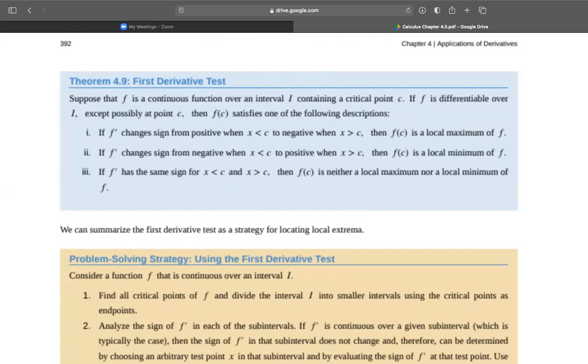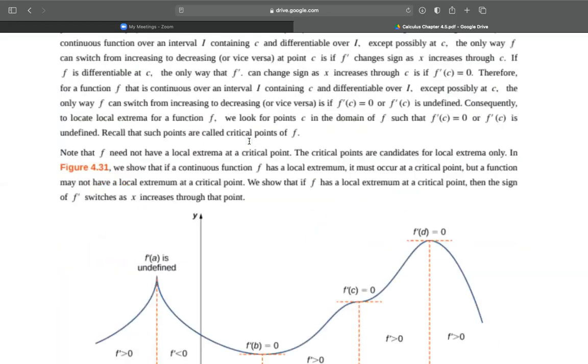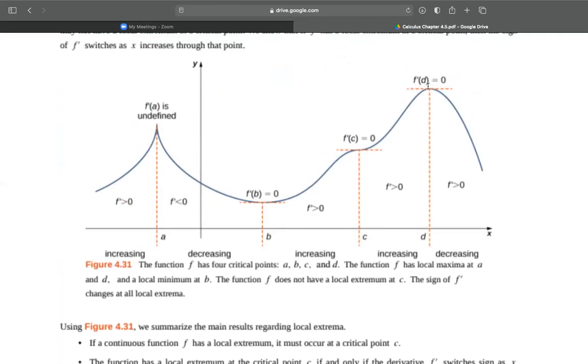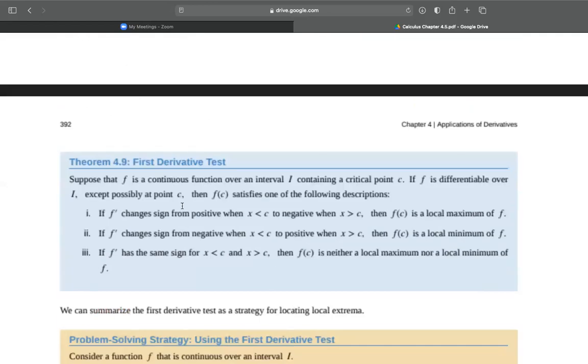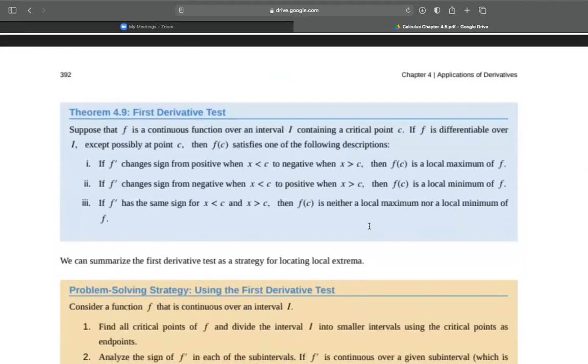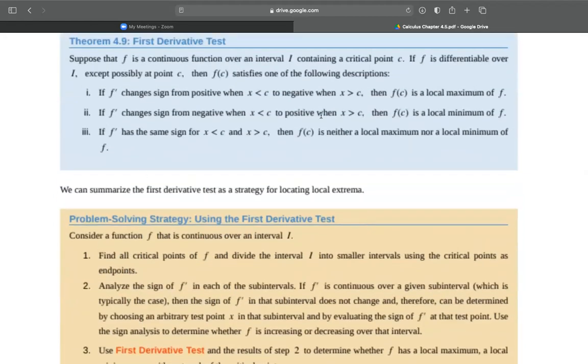So it says that if the sign of f prime changes from positive to negative at the point x equal to c, then f of c is a local maximum. So f prime changes from positive to negative. For example, at this point, x equal to d, f prime changes from positive to negative, increasing and then decreasing. That would be a local maximum. If f prime changes from negative to positive, that means from decreasing to increasing, then f of c is a local minimum. If f prime doesn't change, then f of c is neither a local minimum nor a local maximum.